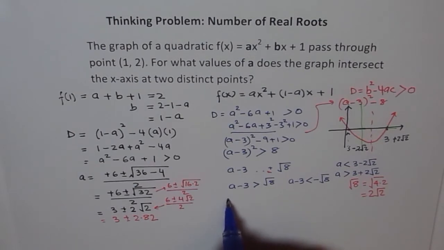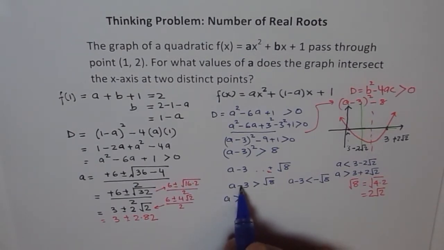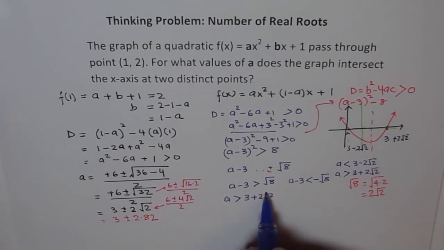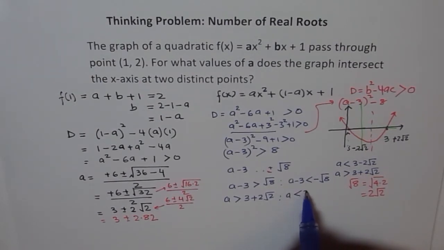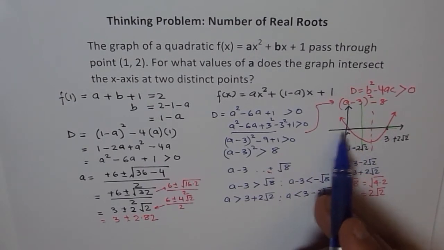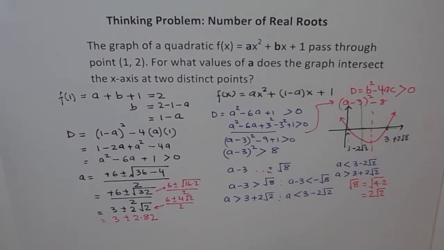So from here, we say a is greater than 3 plus 2 square root 2. Do you see the same answer? And from here, we get a is less than 3 minus 2 square root 2. This side. Do you get the idea?